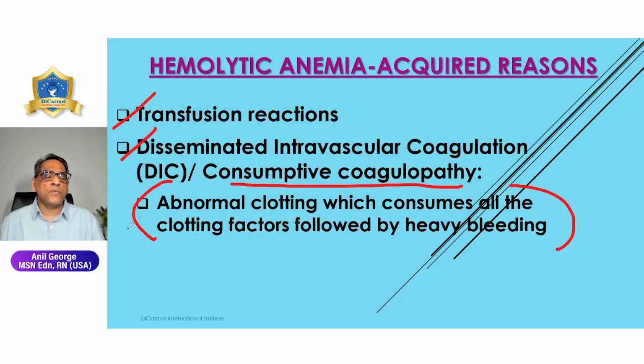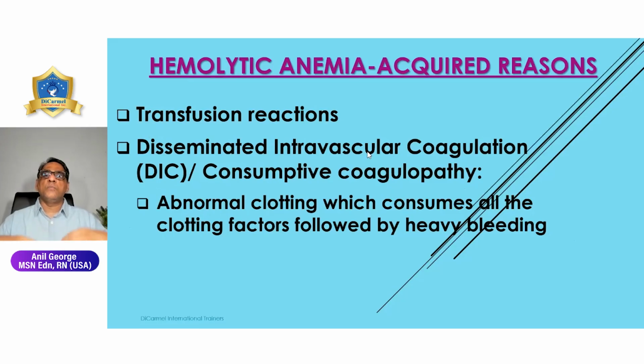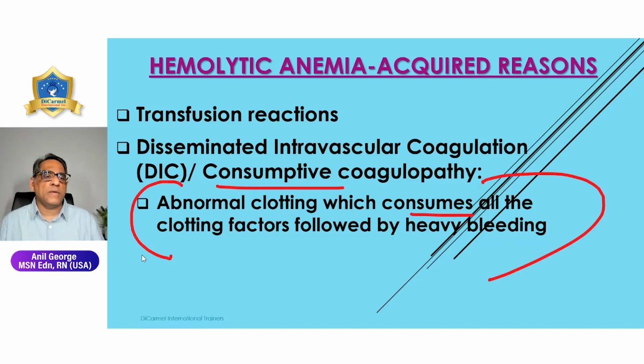Again, due to one reason or another, the body starts to utilize all the clotting factors. We heard we have several clotting factors. For clotting, we need platelets, we need fibrinogen, we need a lot of clotting factors, right? There are 12 clotting factors, etc. So with DIC, it can consume all those clotting factors, and we can be left with no clotting factors, and that's what we call consumption. It's going to consume all the clotting factors. That's what it says: abnormal clotting, which consumes all the clotting factors, followed by heavy bleeding.